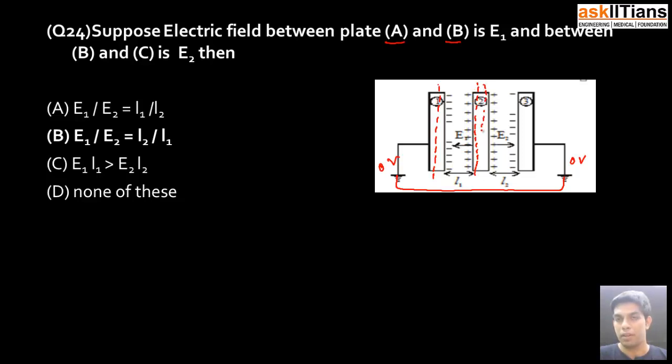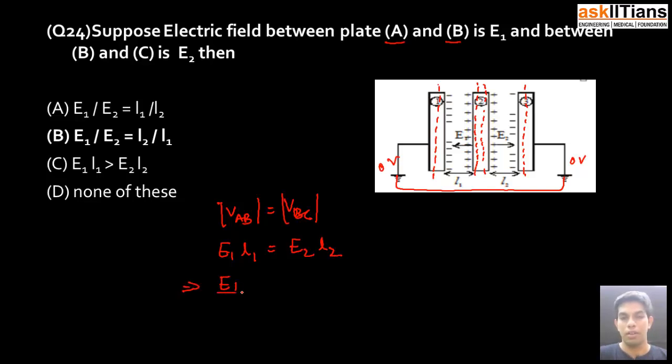Similarly, the next capacitor is the leftover part of plate B and the half of plate C which is facing plate B. So the potential difference, or let's say VAB, has to be equal to VBC. It's a direct consequence of Kirchhoff's law. So E1 times L1 has to be equal to E2 times L2, which implies E1 by E2 is equal to L2 by L1. So B is the correct answer.